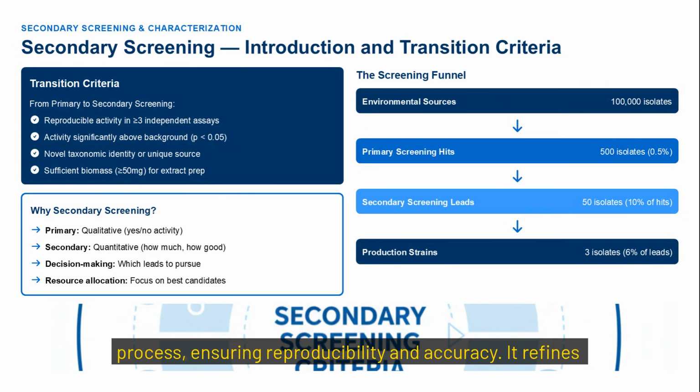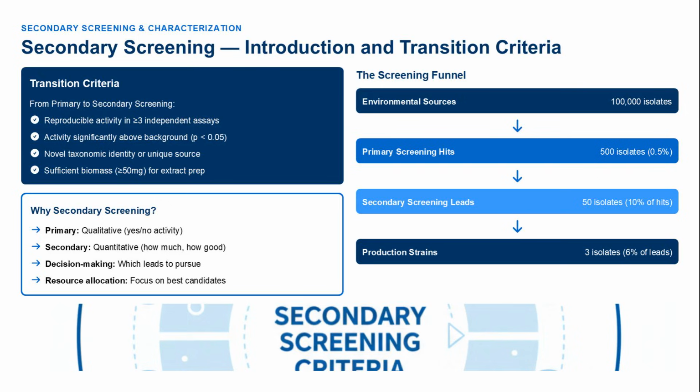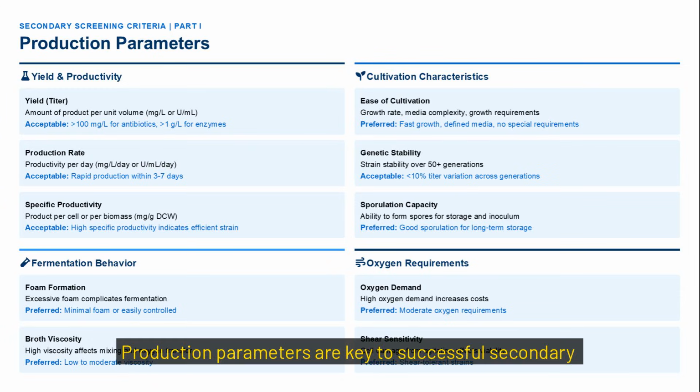Product quality assessment involves analyzing purity, composition, and safety. Stability characteristics and physical properties are also considered, ensuring the target compound meets necessary standards. This comprehensive evaluation is essential for effective screening and product development.